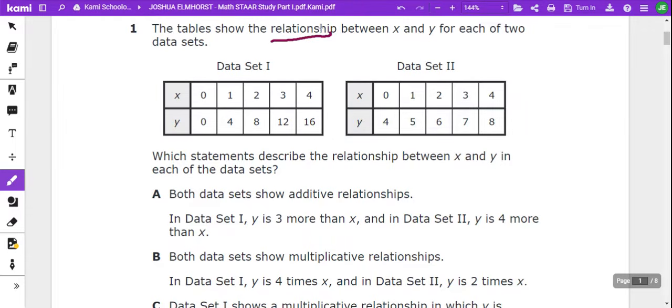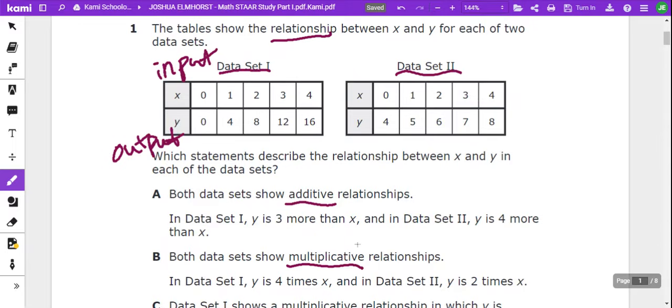So looking at the relationship and what's going on in the tables, we have data set 1 and data set 2, and we're going to compare them. We know that X is your input, Y is your output. That's the first thing we're going to look at. And then we start looking down here about additive and multiplicative.